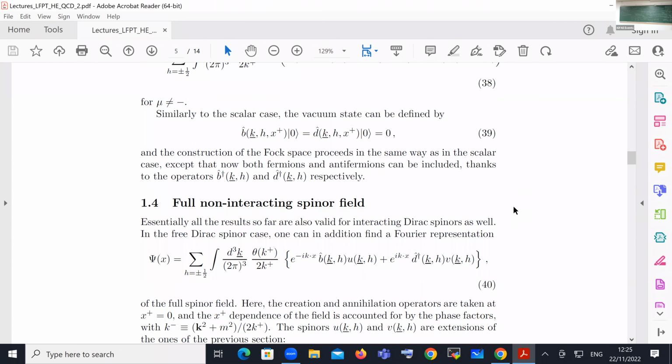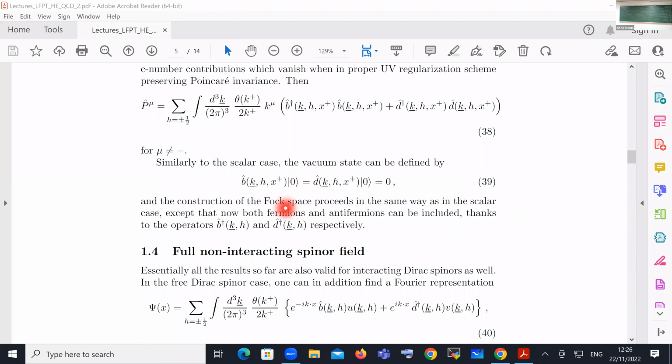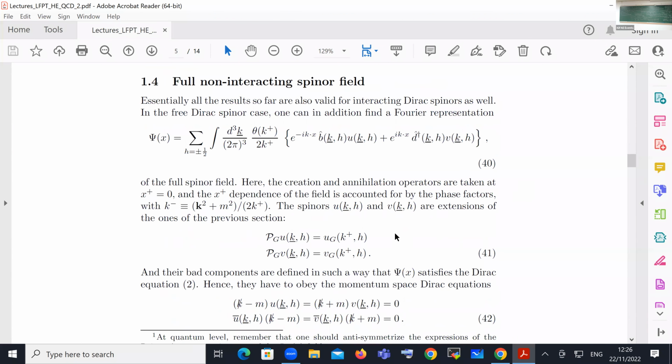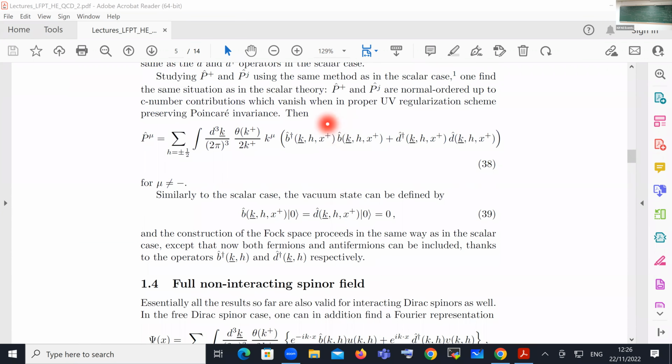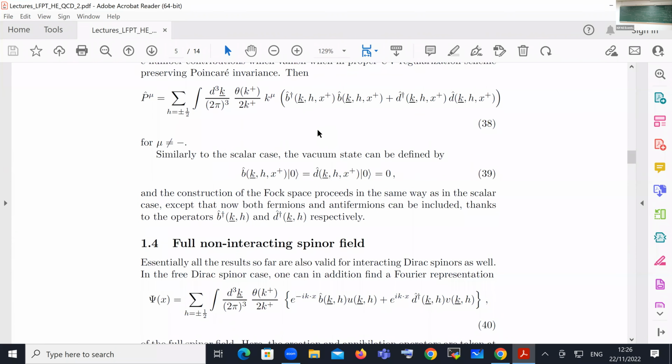And now, just for later convenience, we can also study, if we really specifically talk about a free field, we can also, instead of looking at just one given x plus, Fourier transform with respect to that, because we know what the evolution along x is.